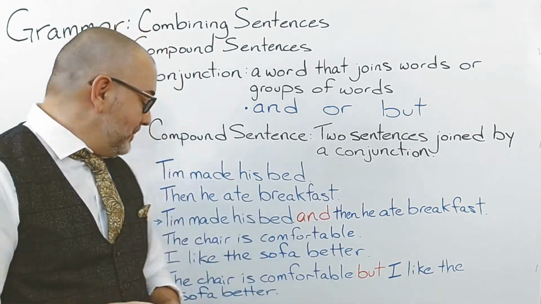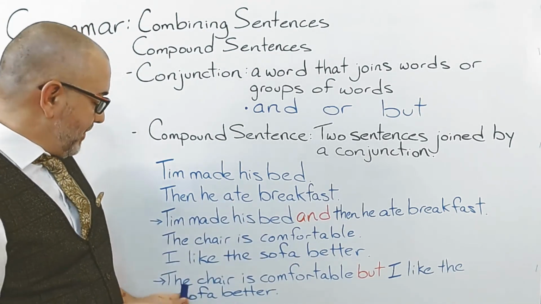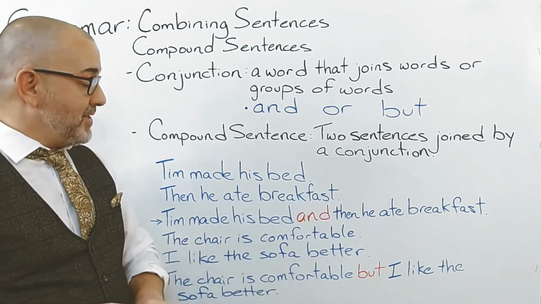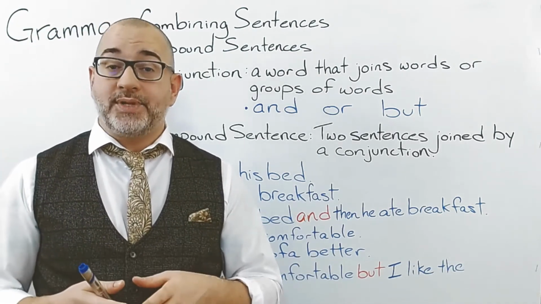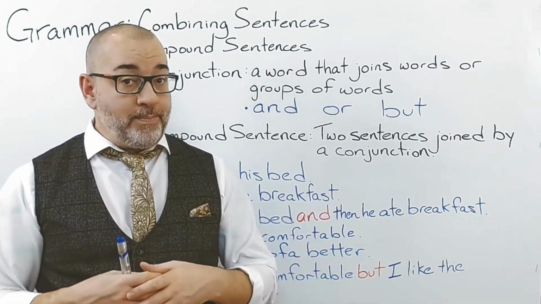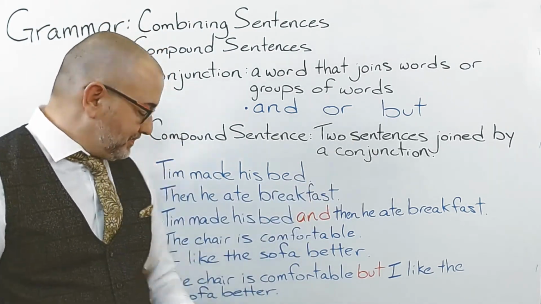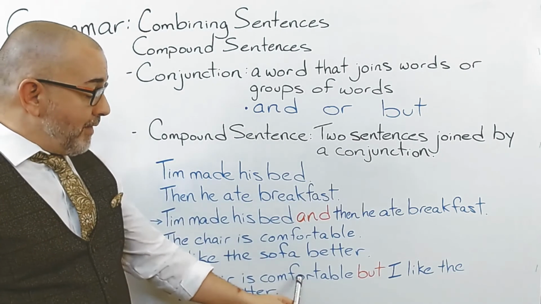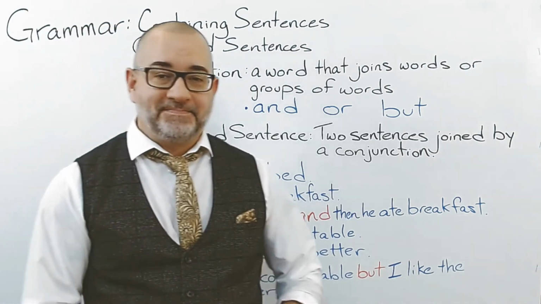Another example. The chair is comfortable. I like the sofa better. We can combine these two simple sentences into a compound sentence using the conjunction but. The chair is comfortable, but I like the sofa better.